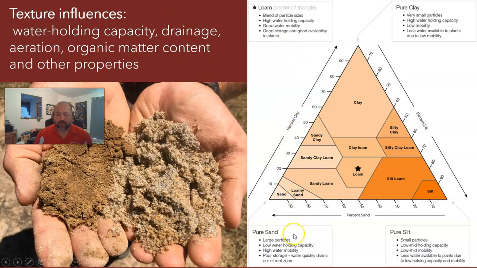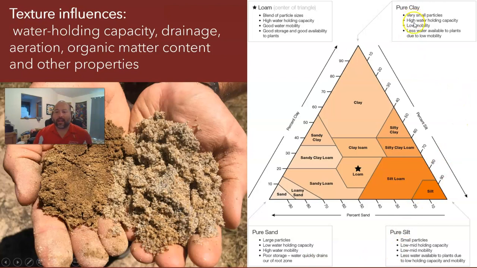And our last one, our sand. Really large particles, which means it's easy for water to go in and out between them because there's lots of space. So really low water holding capacity, high water mobility, but poor storage. Water comes in and water goes right back out. So it can move water all over the place. It just can't hold it at all.